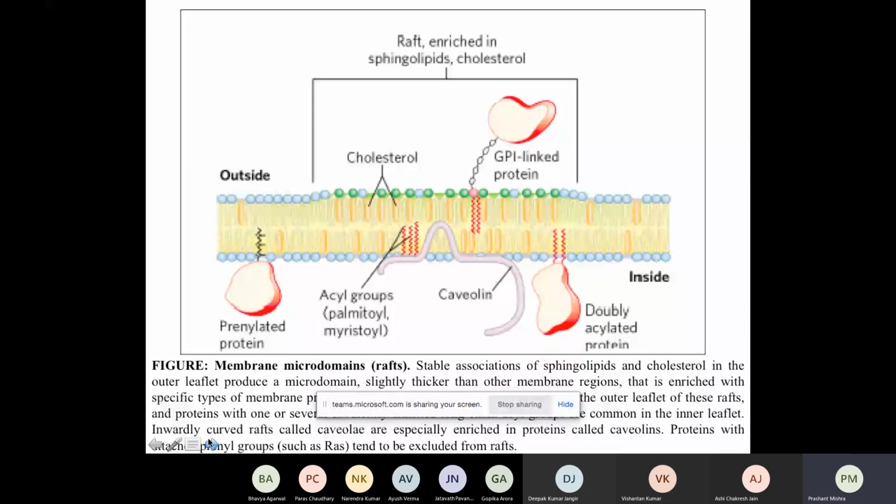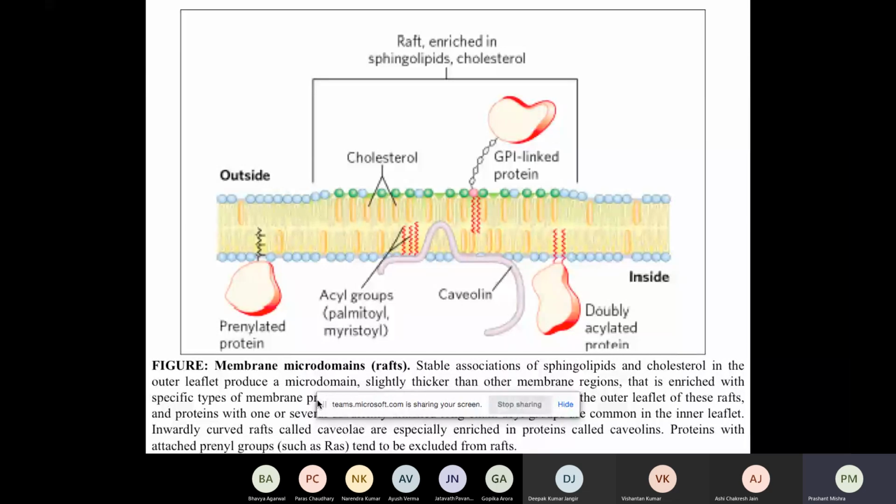Now, this is the last slide of today's lecture, and it explains that any biological membrane will have certain domains. Do you remember the concept of domain in proteins? If I look at a protein alone, you have certain domains, which become a functional assembly within the protein.